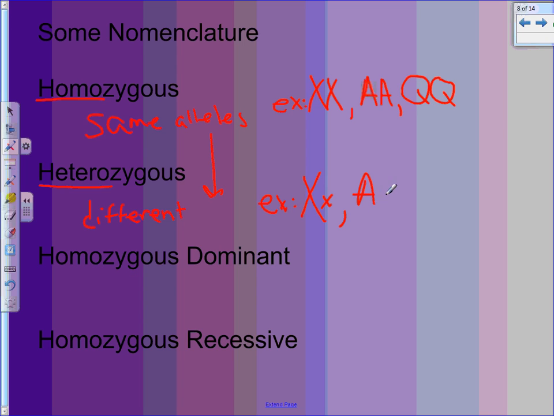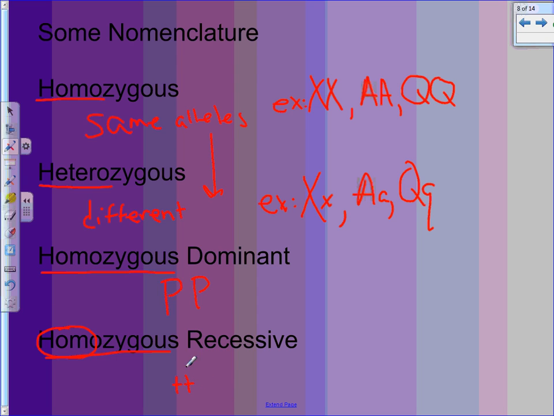A couple other terms. Homozygous, we already know that's same alleles. Dominant is just being more specific. If it's homozygous dominant, they both have to be capitals, like capital P, capital P. Homozygous recessive, again, homo means same, but they're recessive now. So this would be like little t, little t. Notice they're both the same, but they're recessive, so we have to do lowercase. Here they're both the same, but dominant, so we have to do capitals.